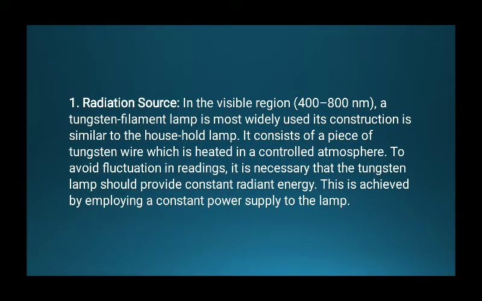In radiation sources, in the visible region, 400 to 800 nanometer, a tungsten filament lamp is most widely used. Its construction is similar to a household lamp. It consists of a piece of tungsten wire which is heated in a controlled atmosphere. To avoid fluctuation in reading, it is necessary that the tungsten lamp should provide constant radiant energy. This is achieved by employing a constant power supply to the lamp.